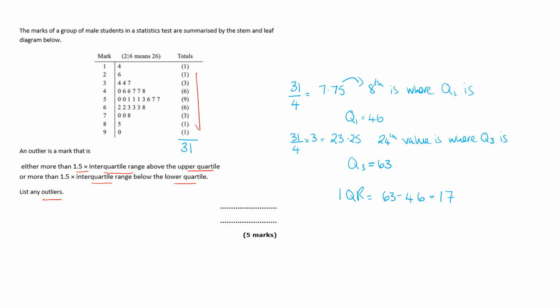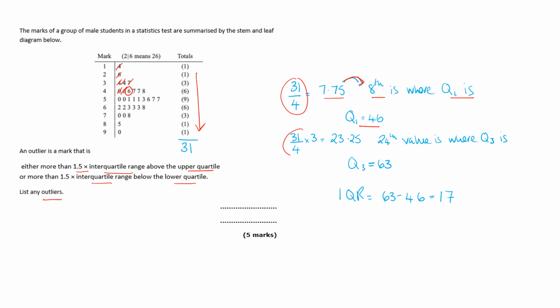Now we've got 31 values by adding up all those totals. If we do 31 divided by 4, and because that comes out to be a decimal, you always round up. So the 8th value along is where Q1 is, and if we count along all the values, we've got 1, 2, 3, 4, 5, 6, 7, 8. So 46 is going to be Q1, the lower quartile.